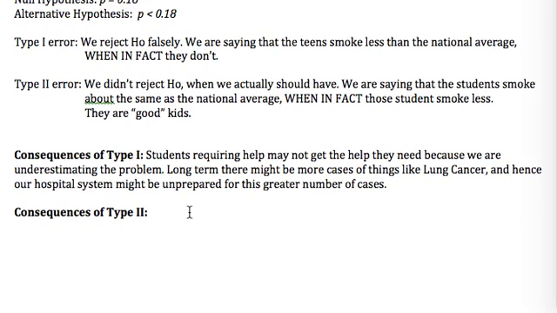Okay, consequences of type 2. So type 2 error, again, let's review. We are saying that students smoke about the same as the national average, when in fact those students smoke less. Too many smoking bad classes. Yeah, we spend too much money.